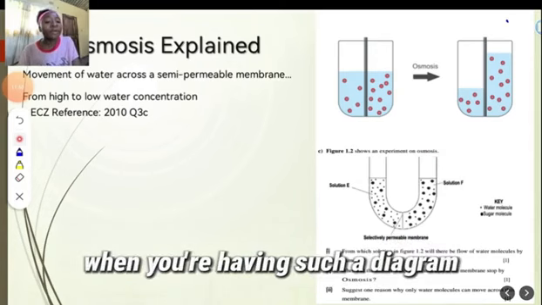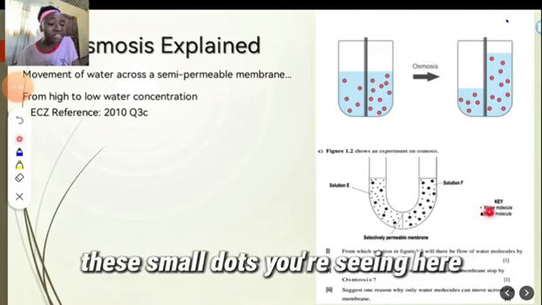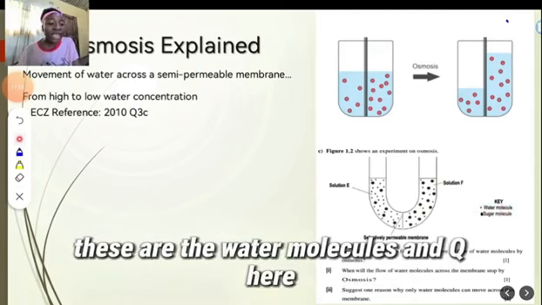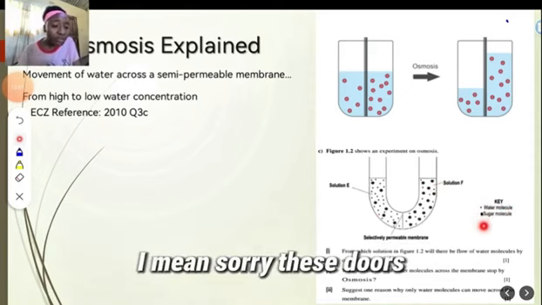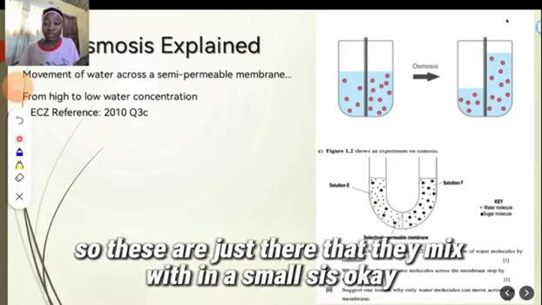When you're having such a diagram, look around. So here we're having the cube. This small dot you are seeing here, this is the water molecule. These small dots you are seeing inside, these are the water molecules. And Q here, these dark dots that you are able to see, are the sugar molecules. Okay, so these are just there that they mix with in osmosis.